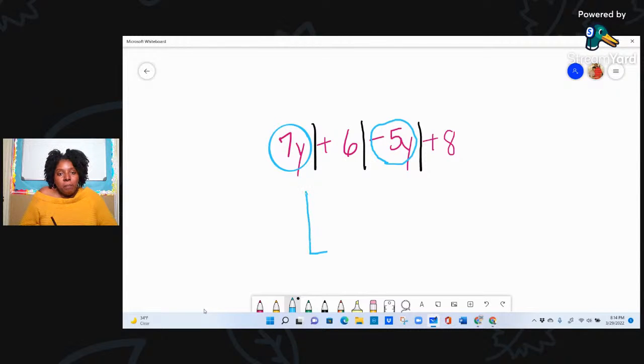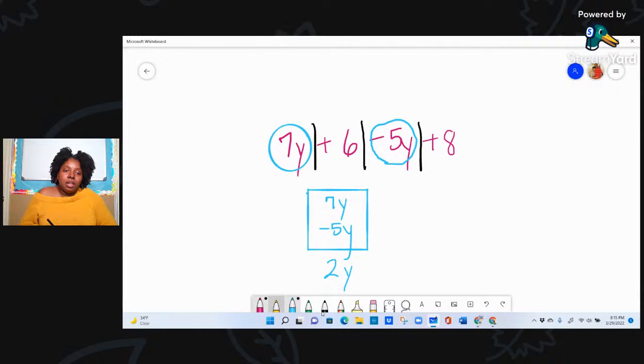So we make a box for our y's. All right, 7y minus 5y. And 7 minus 5 is 2. All right, let's keep going. Now we have 6. And is there anything else that does not have a variable next to it? It doesn't have a letter. It's just a number by itself. 8.